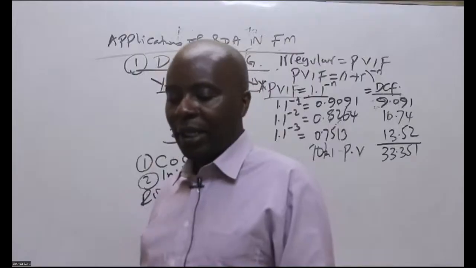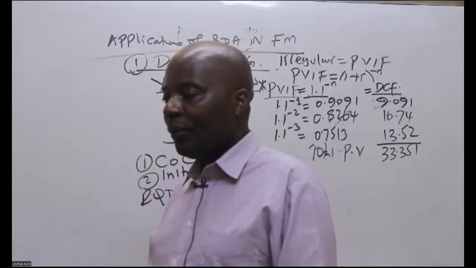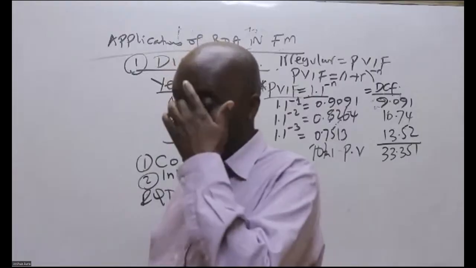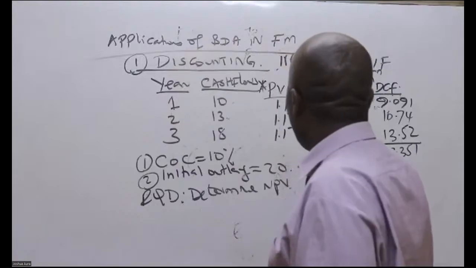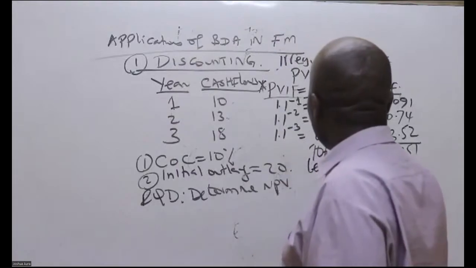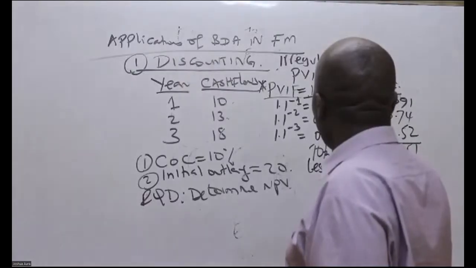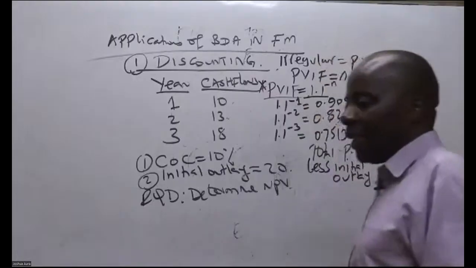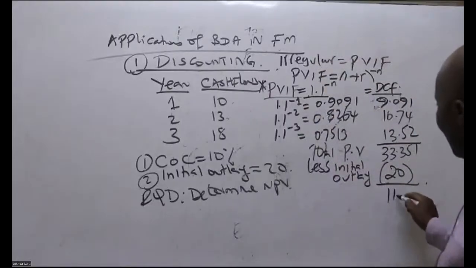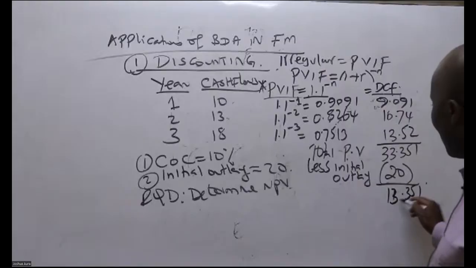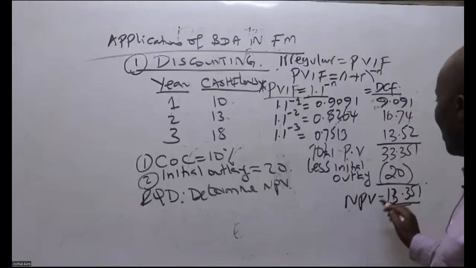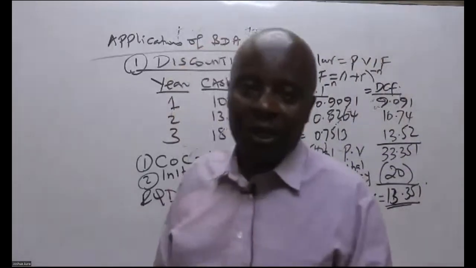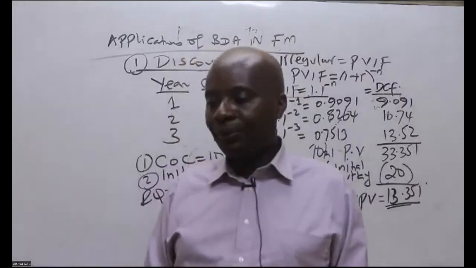We need to come and say less something. We less the initial outlay. So less initial outlay of 20 bob. Like that. So at the end of the day, we have our net present value, which is 13.351. So this is the net present value that we shall now use to mention to the examiner that this project is viable.